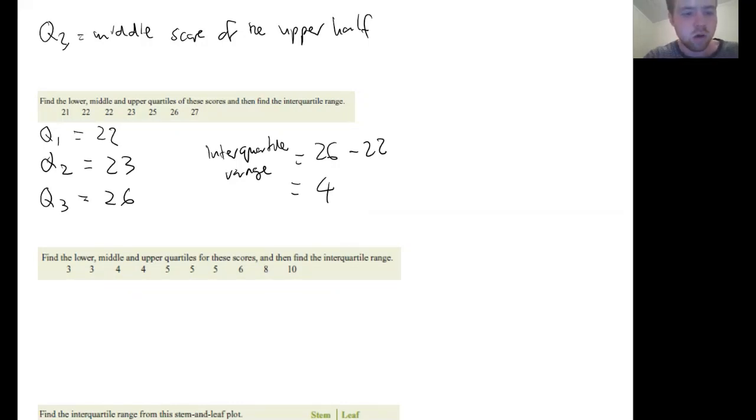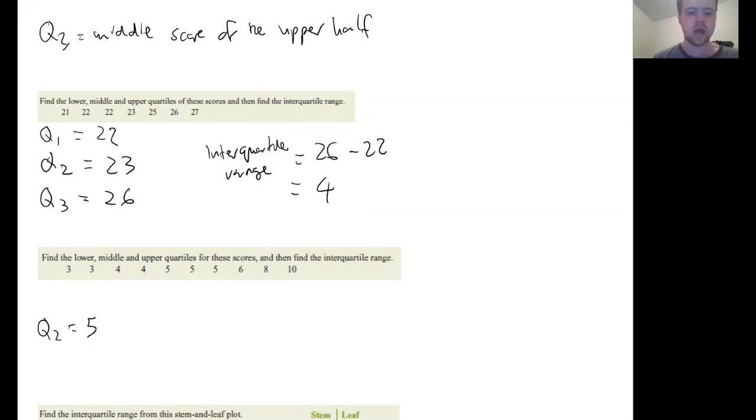Let's look here. We've got 1, 2, 3, 4, and we're going to use the 5th and the 6th score. But what do you know? They're actually the same, so we don't have to worry. We can just say that Q2 equals 5.